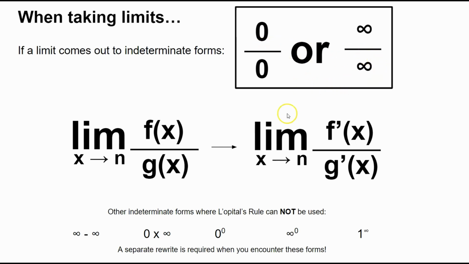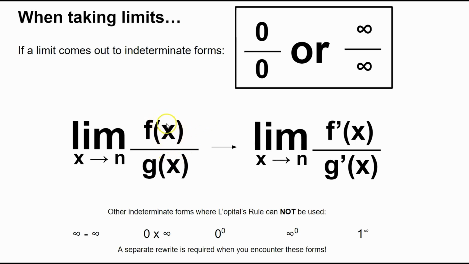Then what you can do is take your limit expression and convert it so that the numerator becomes the derivative of the former numerator and the denominator becomes the derivative of the former denominator. So we didn't change anything going from the left limit to the right limit, but we're just taking the derivative of the numerator and denominator.